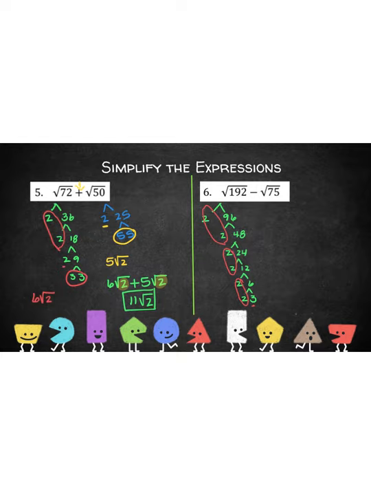Okay, so I'm going to take one set of 2s times the other set of 2s. So 2 times 2 is 4. Times one more 2, which gives me an 8. So this is going to be 8 with a square root of 3. That's what's going to be left over.